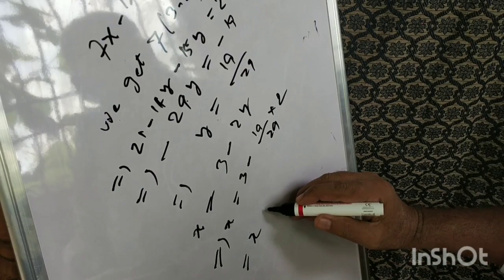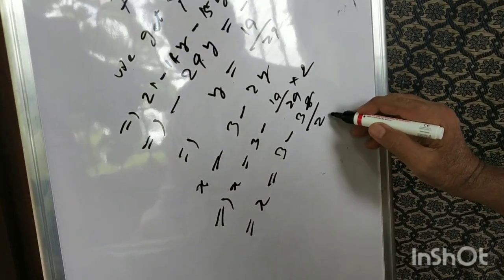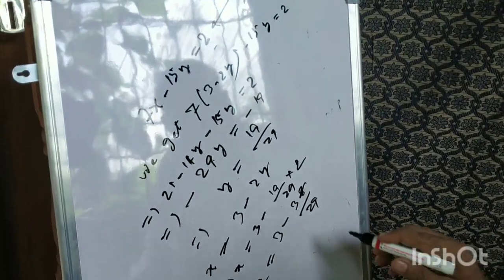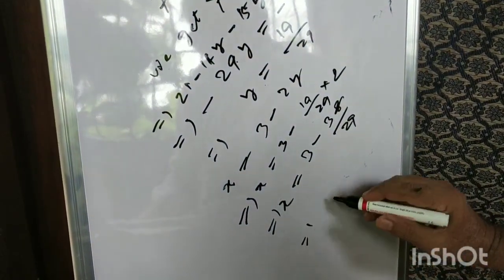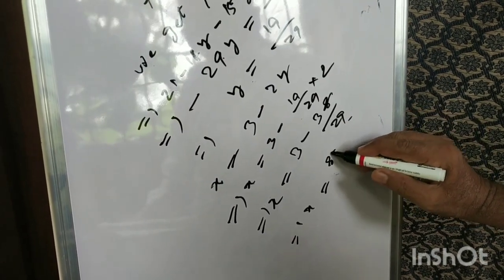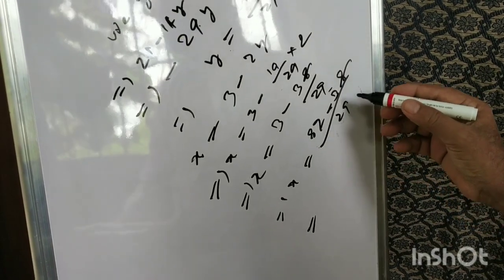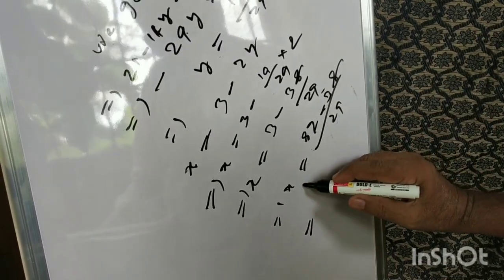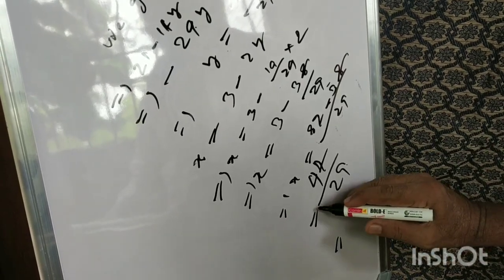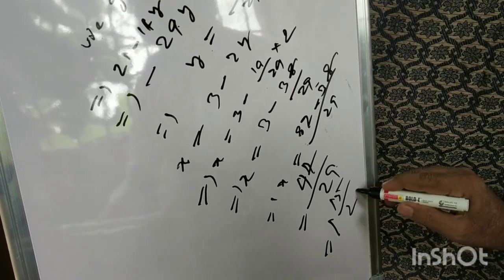Implies x is equal to 3 minus 19 into 2, which gives x is equal to 87 minus 38 by 29, which is equal to 49 over 29. Solved.